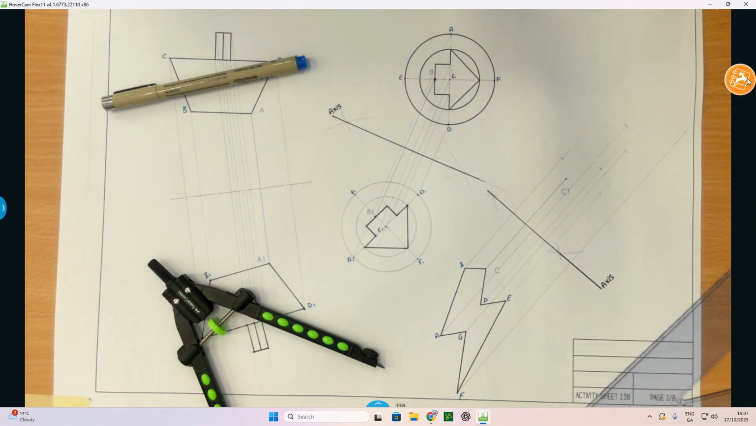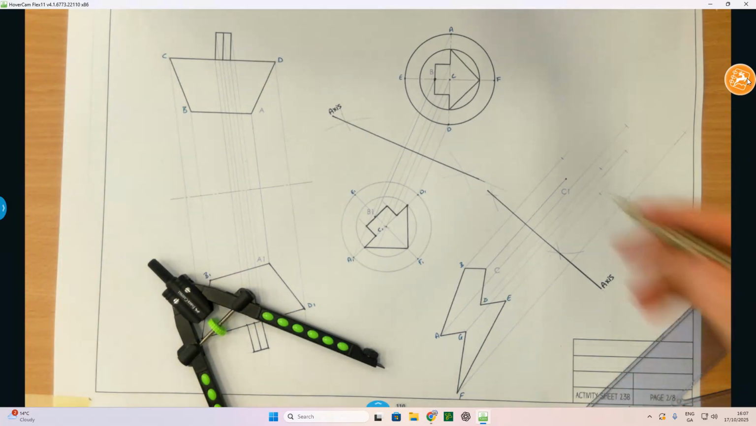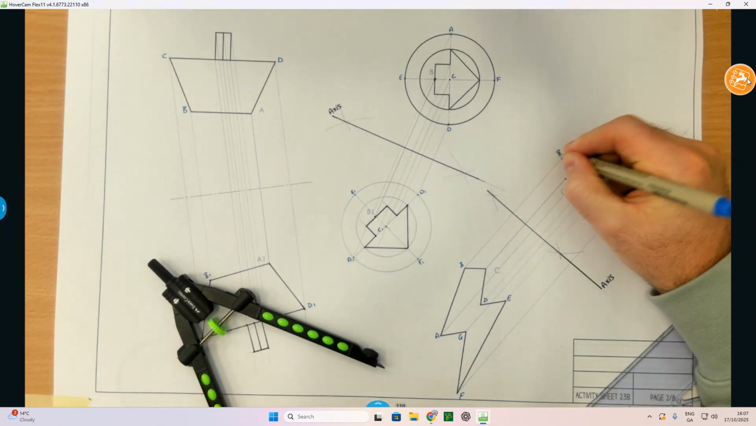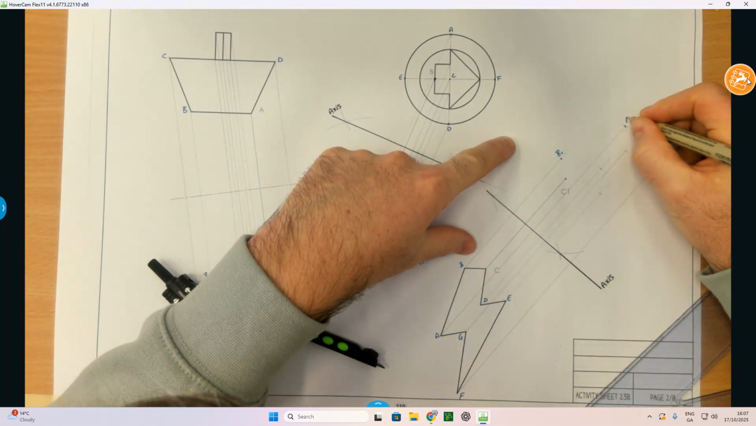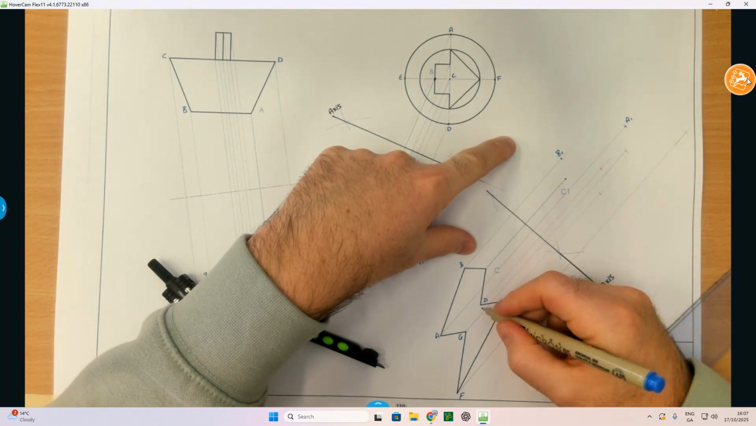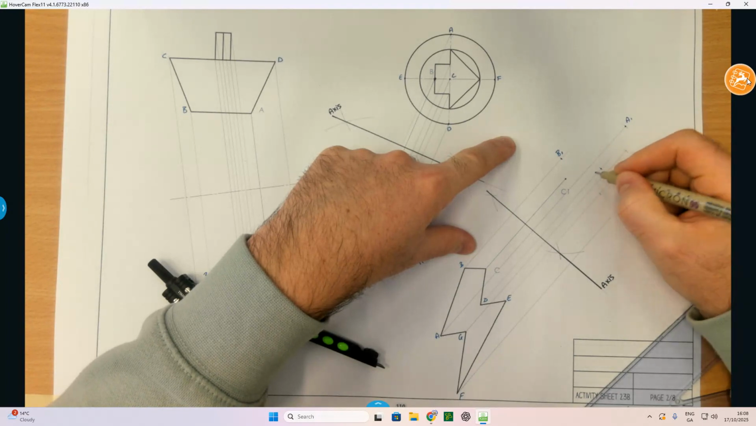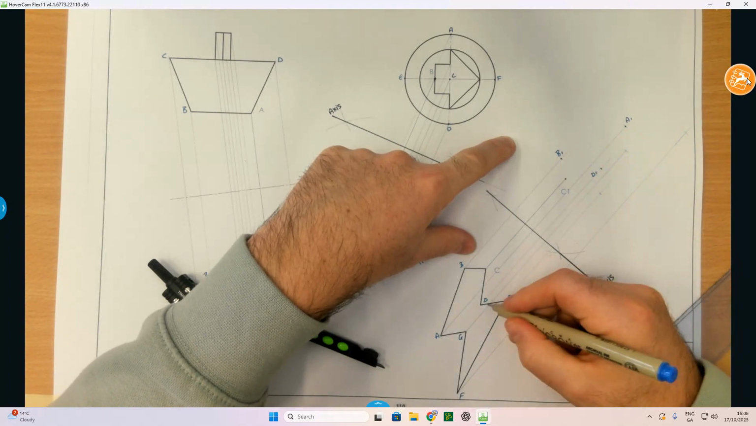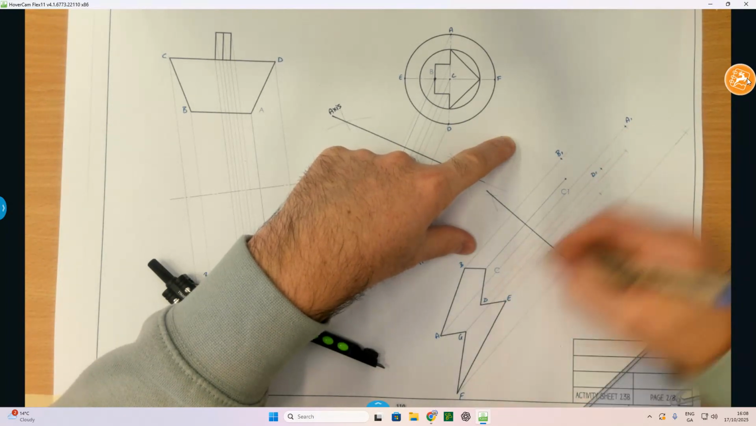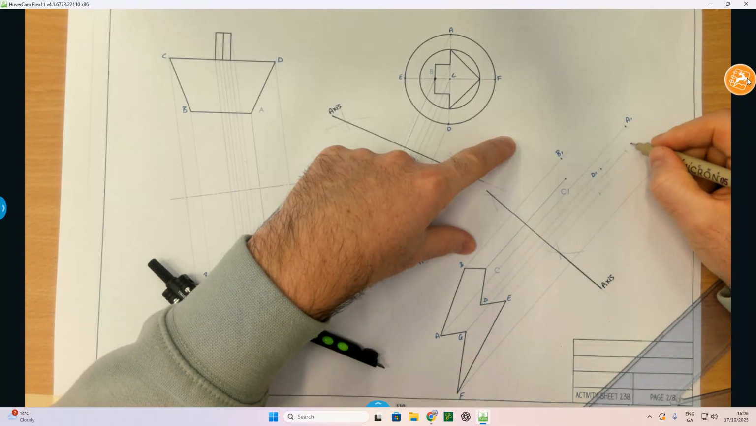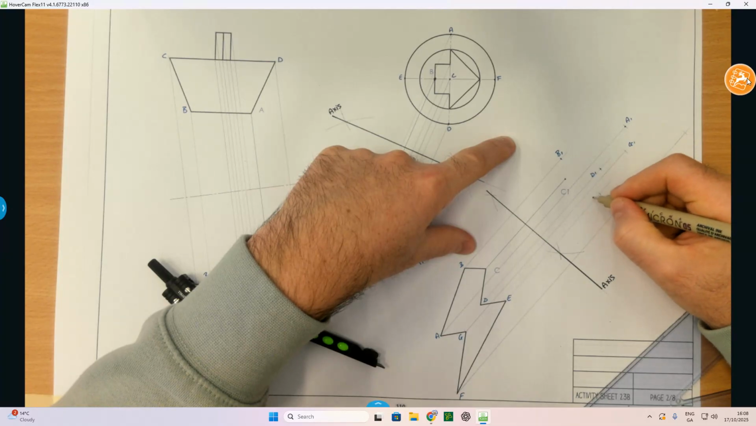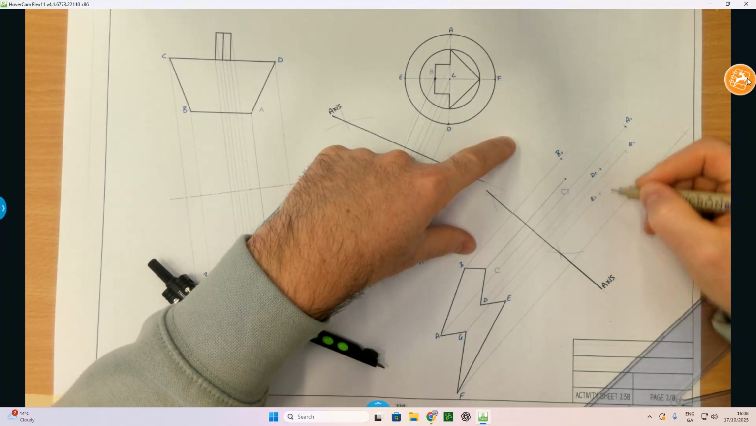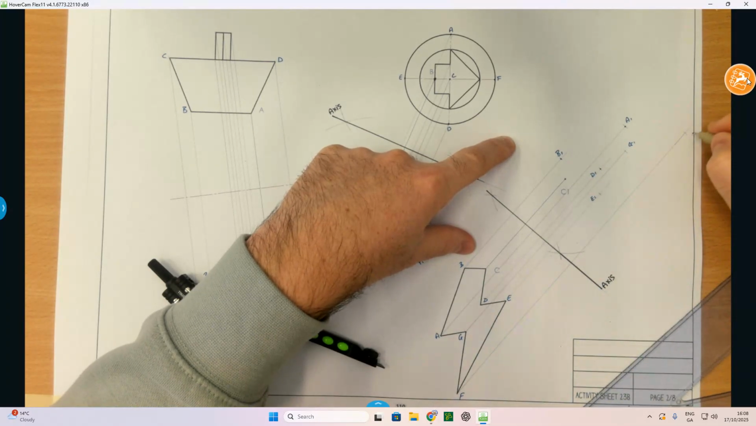And this is why I would use indexing. So this one here is B1. This one here is A1. This one here is D1. This one here is G1. This one here is E1. And this one out here is F1.